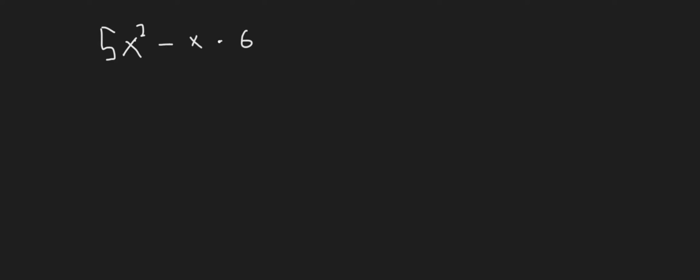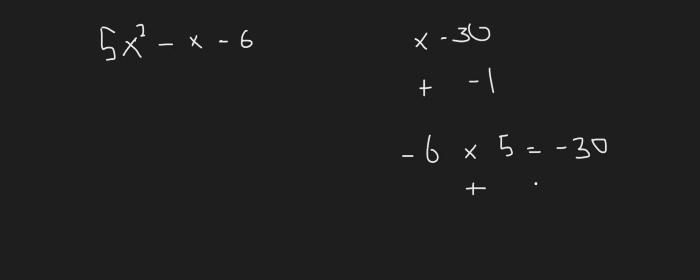Now another example. Here we have 5x squared minus x minus 6. So what number multiplies to negative 30 and adds to negative 1? So now 6 and 5 multiply to 30, but add to 11. So now if we play around with the negatives with 6 and 5, we can make it multiply to negative 30 and add to negative 1. So now negative 6 times 5 would be negative 30, and negative 6 plus 5 would be negative 1.